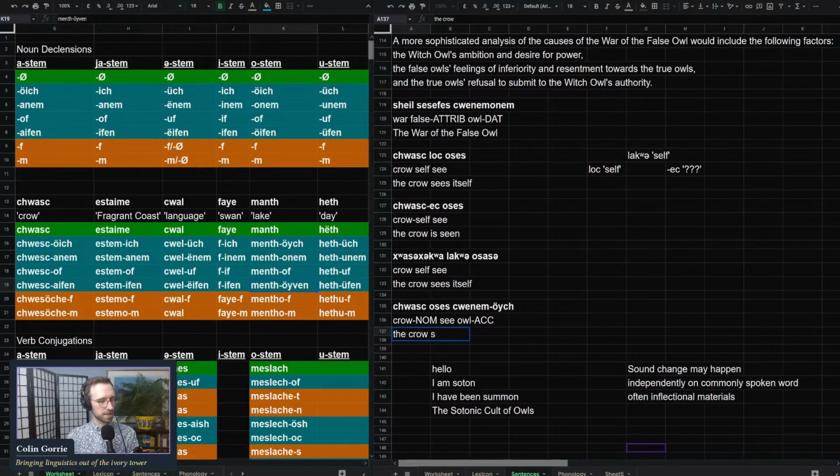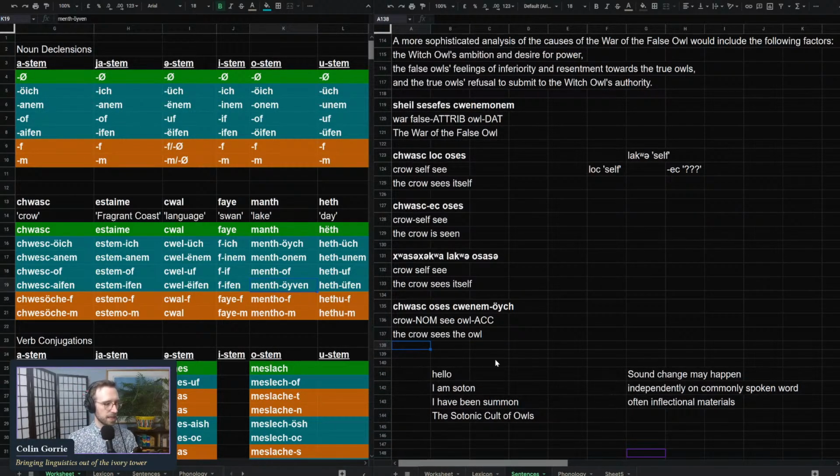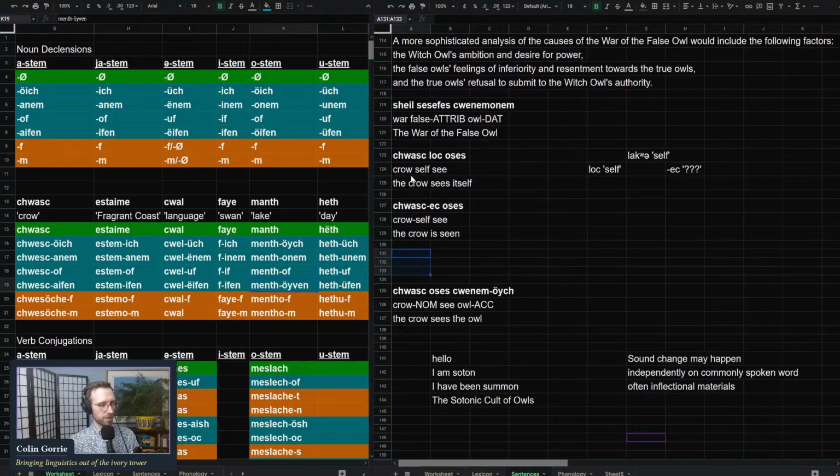So the crow sees the owl. This is a normal sentence in Lenethailef: nominative, verb, accusative. Huask osis quenemoich. We also have, so we can get rid of the proto call form, huask lok osis, which is the crow sees itself. And because this is a kind of an archaic form, it still has this SOV order associated with it, which is not typical of Lenethailef. SOV. Whereas here we have the more normal SVO.